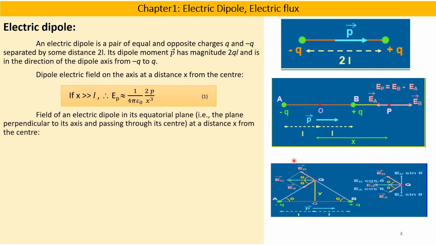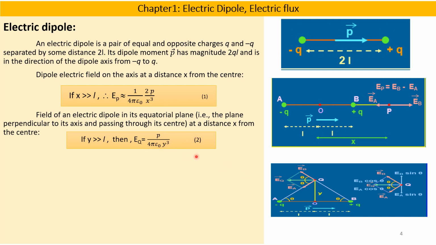If you want to find out the electric field of a dipole on an equatorial plane, that is the y plane here at a point Q here in the figure 3. So if you want to find the electric field due to a dipole AB at a distance y, you have to apply the formula EQ is equal to P divided by 4 pi epsilon naught into y cube.